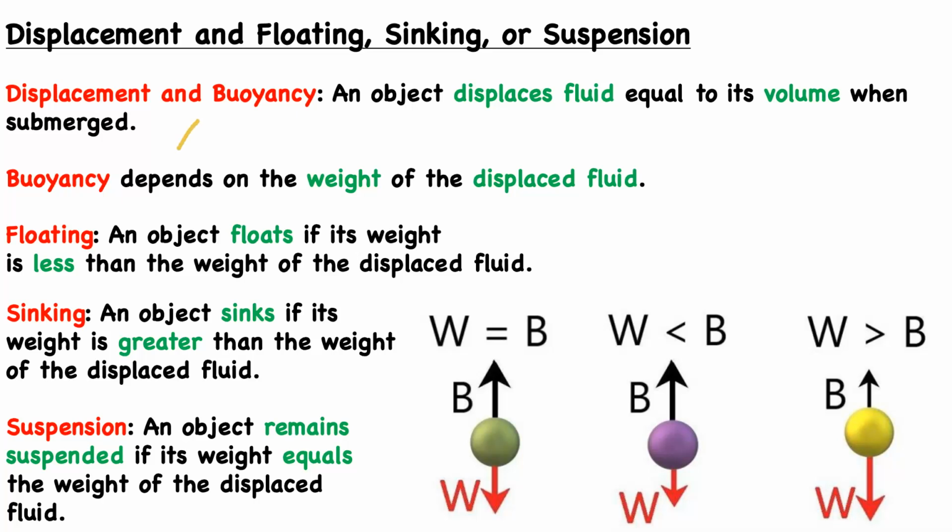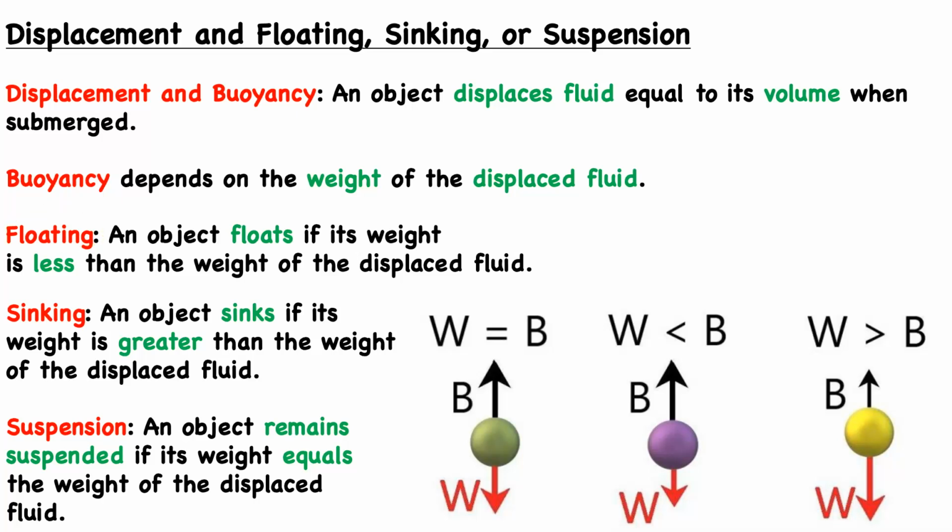Let's take a closer look at displacement and buoyancy. So again, an object displaces fluid equal to its volume when that object is submerged. And the buoyancy depends on the weight of the displaced fluid. So there's 3 possible outcomes. We can have floating, sinking, and the third case is when the object remains suspended. So let's talk about them in more detail, one at a time, starting with floating.